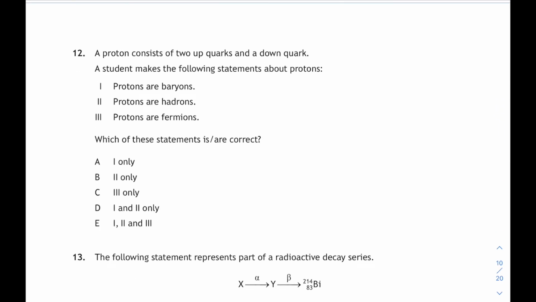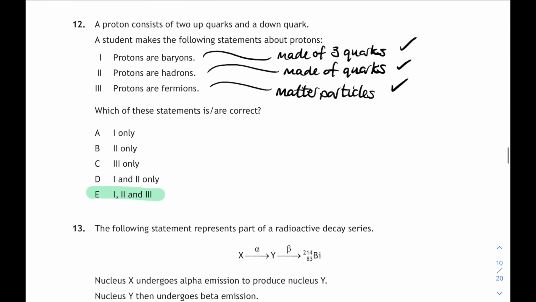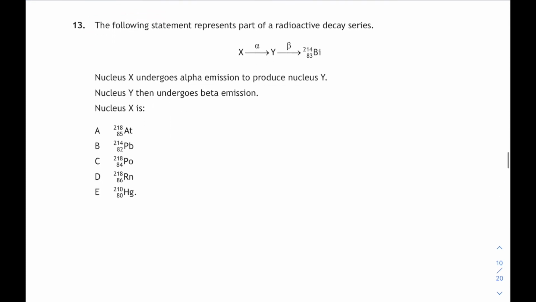Question 12. A proton consists of 2 up quarks and a down quark, and a student makes the following statements about protons. So, statement 1, protons are baryons? Yes, they are, because baryons are made of 3 quarks. Statement 2, protons are hadrons? Yes, they are, because the hadrons are made of quarks. And protons are fermions? Yes, they are, because the fermions are the matter particles. So all 3 are correct. That's 12E.